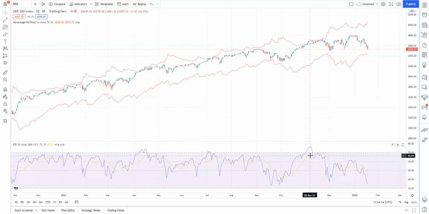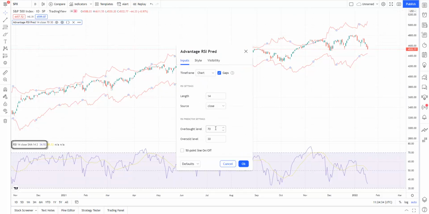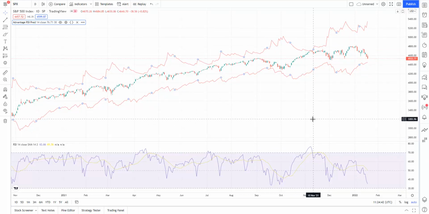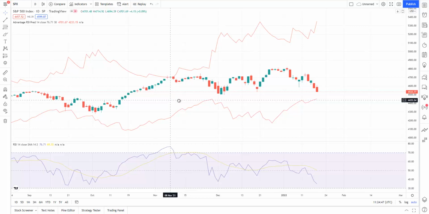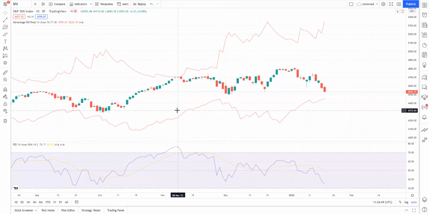The recent top, November 8, 2021, RSI 14 period was 76.71. Let's use it as an input for our RSI predictor. Here it is.